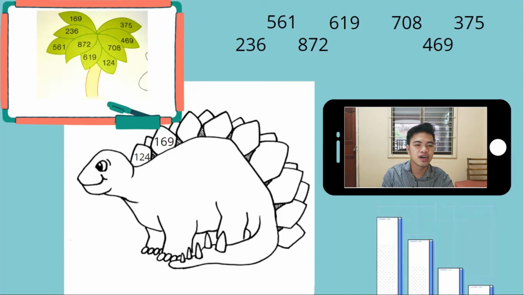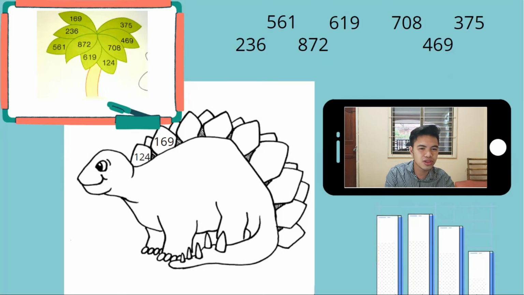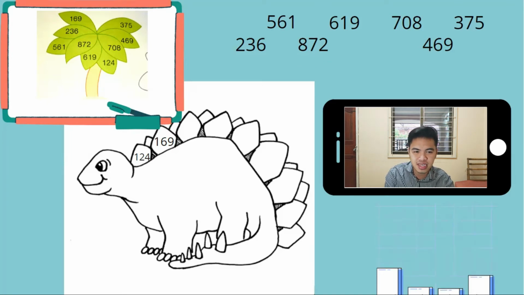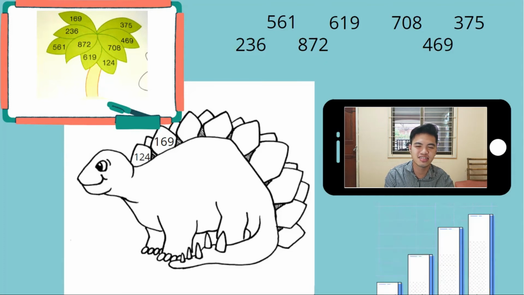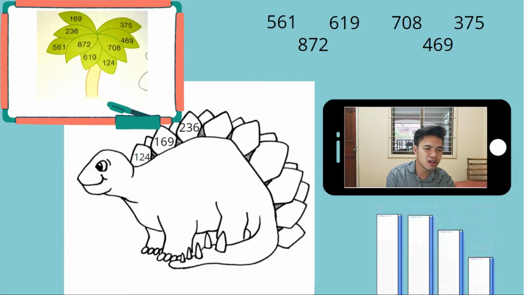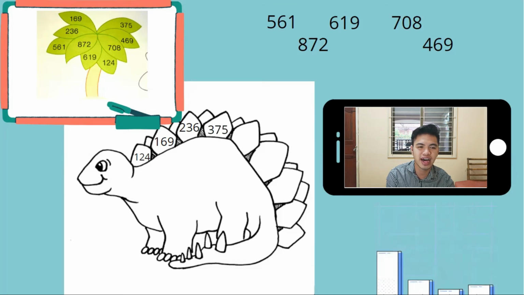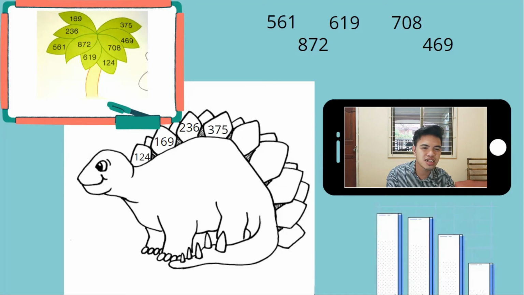We have 7 remaining numbers. Let's find out which is the smallest among all of them. What do you think is the smallest number? I think it will be 236. So we're going to write 236 on the third part, or the third layer, of the Stegosaurus. Now we only have 6 numbers and let's compare them all. Which is the smallest? I think it will be 375. And then which is the remaining smallest number?